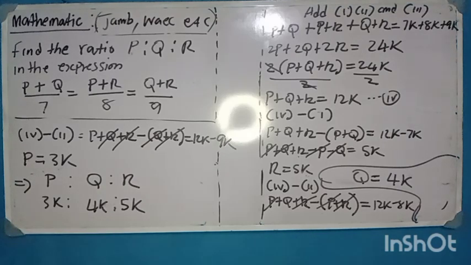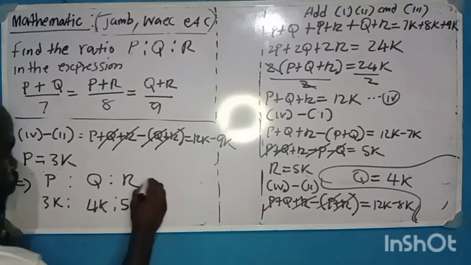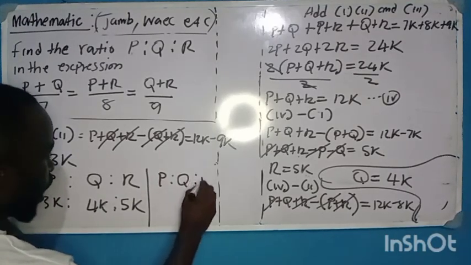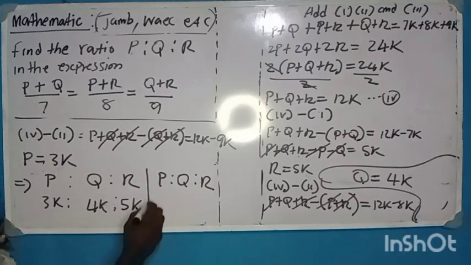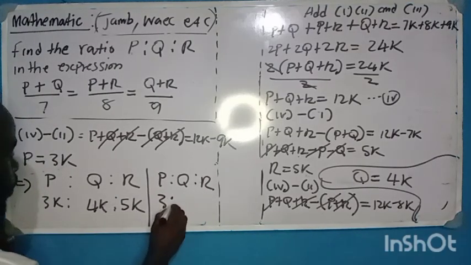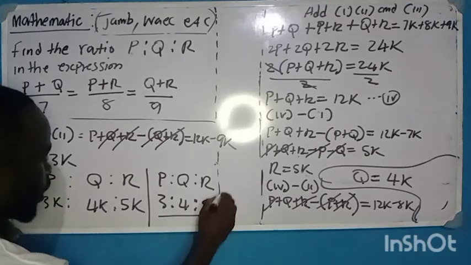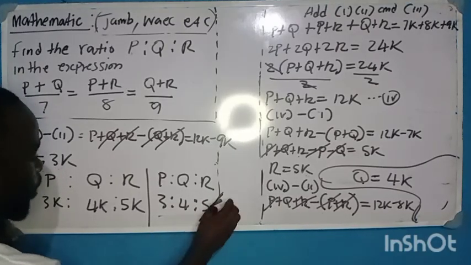Now, this is the ratio, but you see that if we divide this through, something is still common. So if we divide everything through, K will cancel K at every point. So this implies that P ratio Q ratio R, K will cancel through. So you're going to have 3 ratio 4 ratio 5. This is the answer to that particular question.